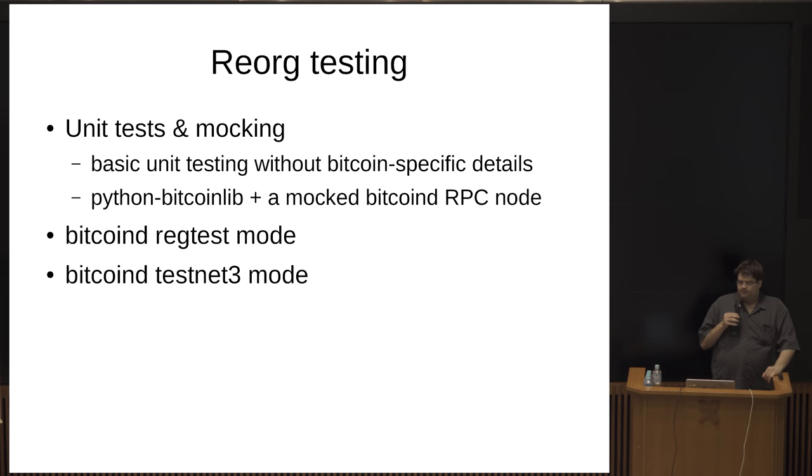So if you're writing an application, what do you do to ensure that you've done reorg handling correctly? Well, obviously the answer is testing, and there are different levels of testing that you can do. One is, and I expect that most people are not doing this, unit testing without anything related to Bitcoin, really. By which I mean, you can just have your maps or dictionaries have a list of blocks, mapping to a list of transactions, and that's your simulation of a blockchain, and then you can test your code against that.